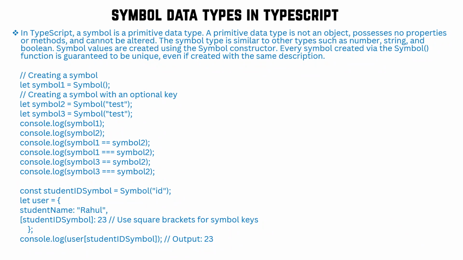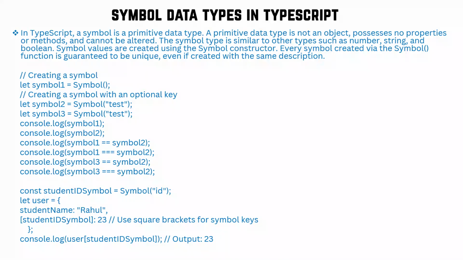But what is the basic difference? Symbol values are created using the Symbol constructor. There's a constructor called Symbol available, and with the help of that you create a symbol. You can create it normally, or you can pass some argument also. Every symbol created by the Symbol function is guaranteed to be unique. Even though you give a duplicate value, every symbol will still be treated uniquely, even if created with the same function.